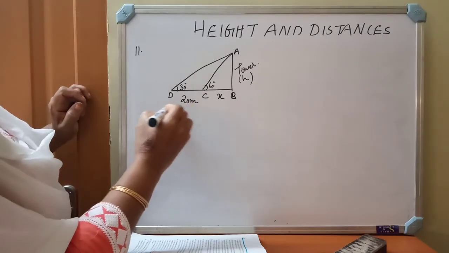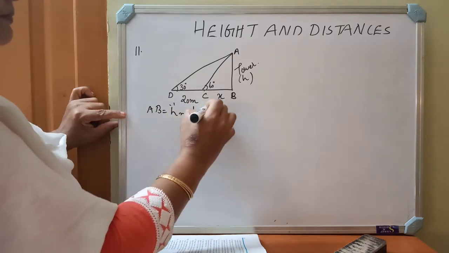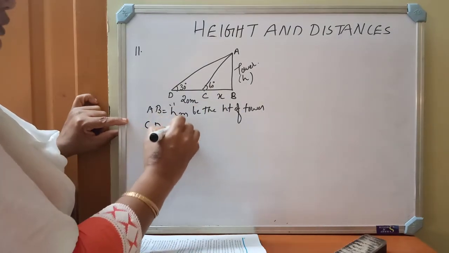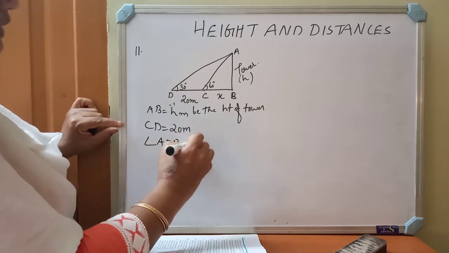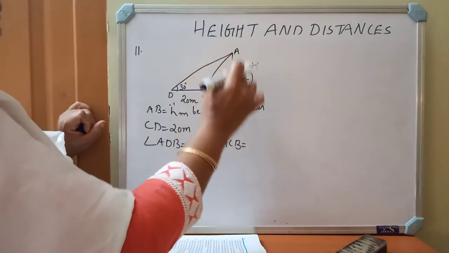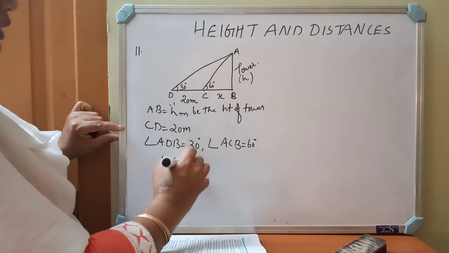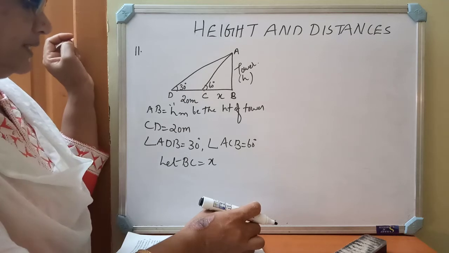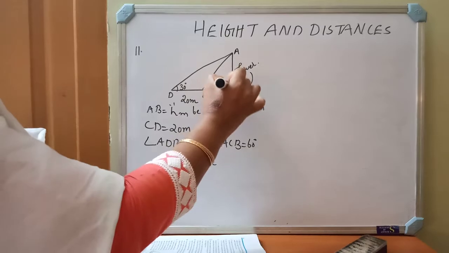given that AB is equal to H meter be the height of the tower, CD equal to 20 meter, angle ADB is equal to 30 degree and angle ACB is equal to 60 degree. Let BC equal to X. So I am considering the width of this canal as BC, that is X. Okay. So see that first we must consider right triangle ABD.